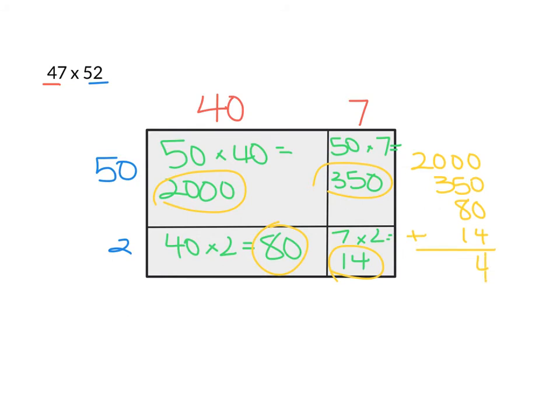4, 5 plus 8, and 1 more would be 14. Carry the 1. 3 plus 1 is 4, and 2 in the thousands place is 2,444.